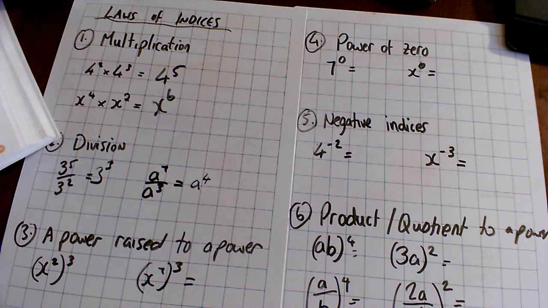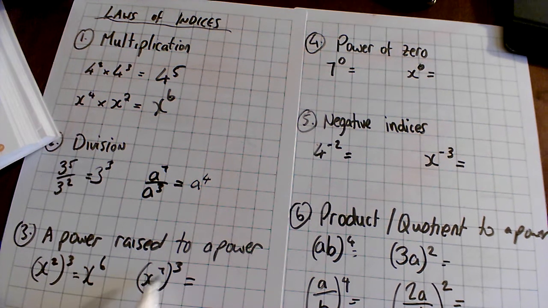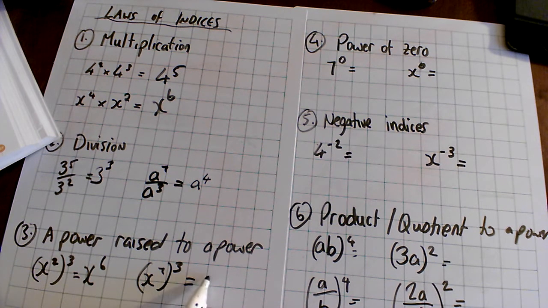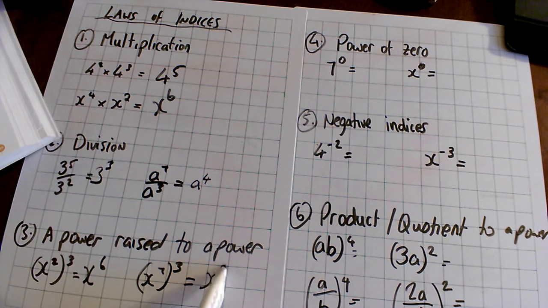If you flip over to the next page, a power raised to a power. So this is x squared, all to the power 3. That's like saying x squared times x squared times x squared. And if we add all those powers, that's x to the 6. So when you're raising a power to another power, we multiply the indices. So that's the yellow box at the top of page 326. And the same way, x to the power of 7, all to the power of 3, is x to the power of 21.